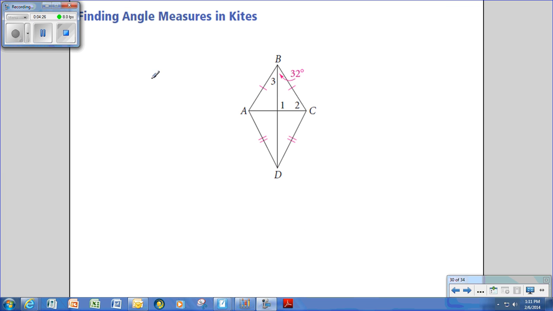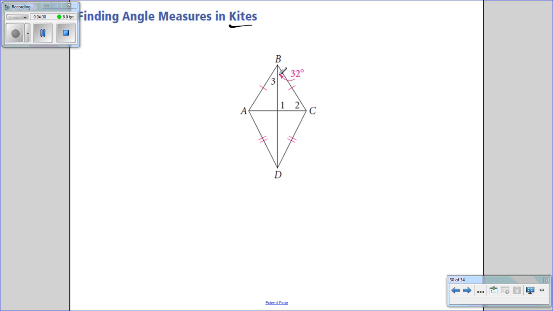All right, our next example is in a kite. We're going to find the angle measures inside of a kite. Again, we know that in a kite, the diagonals intersect to form right angles. So I know angle 1 is 90. Let me make a little right angle mark there.